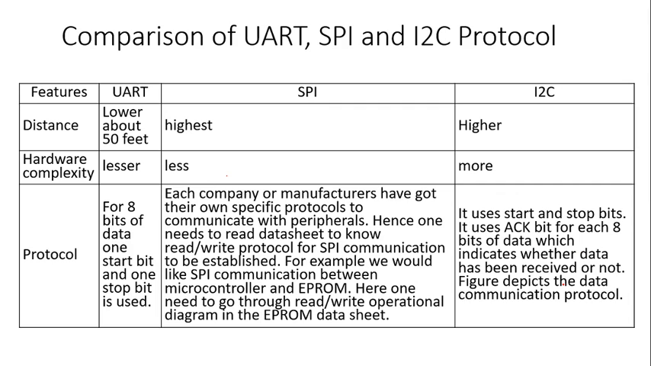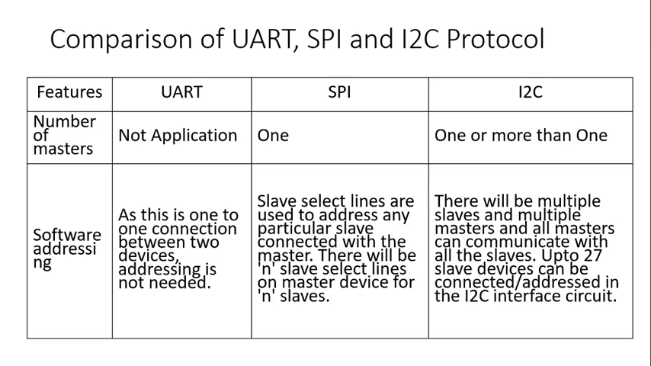Means at the beginning of the transmission it will give the start bit, and at the end of the transmission it will give the stop bit. Means for the whole number of bytes it will use only one start bit and one stop bit, as compared to UART, where for every byte it is using one start bit and stop bit. In case of I2C, for n number of bytes, it will use only one start bit and one stop bit. But it is using an acknowledgement bit for every data byte. So there is some overhead present there.